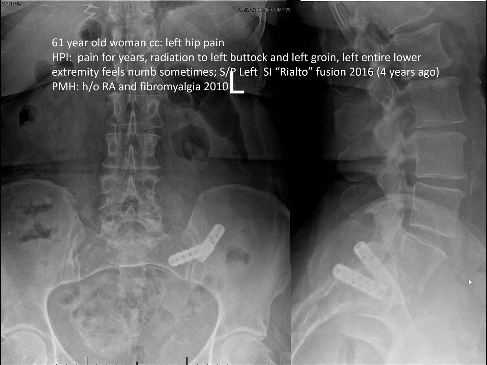So this is a real case, and I don't know what to do, and I was hoping you guys would help me in this matter. I haven't done surgery on this lady yet. She's 61, a 61-year-old woman with left hip pain. She's had pain for years. It radiates to her left buttock, left groin, and entire left lower extremity, and she says it feels numb sometimes.